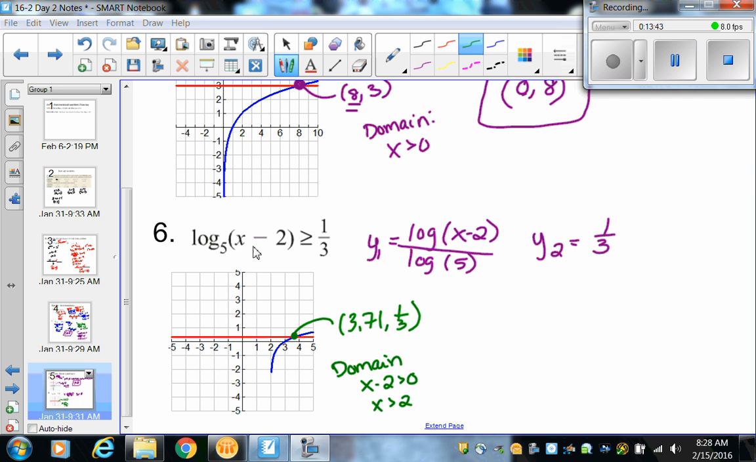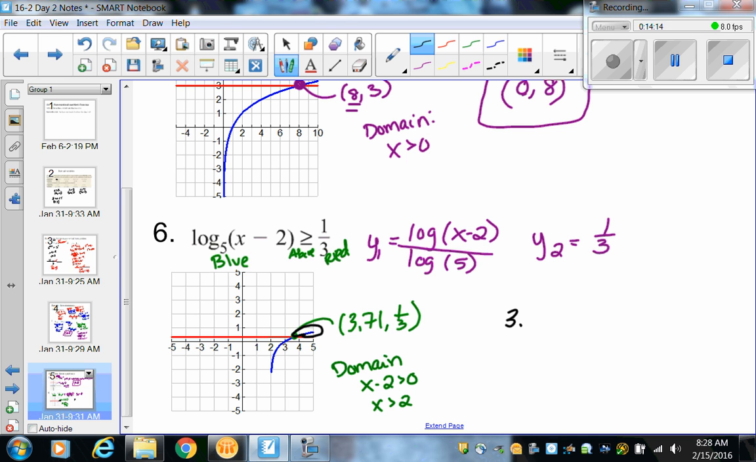So this is saying when is the log, which in this case I have graphed in blue, above my line, which in this case is in red. So if you notice, it's this little piece right here. So it looks like it starts at the intersection and everything to the right.